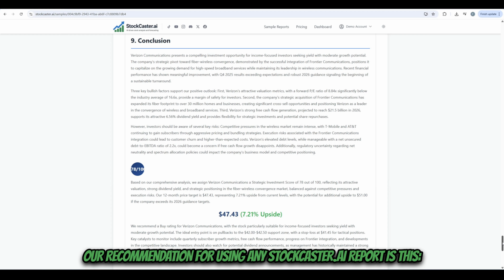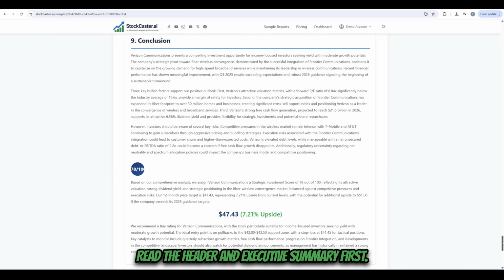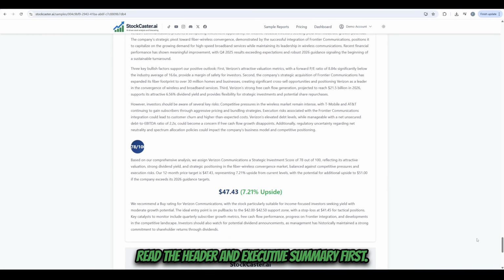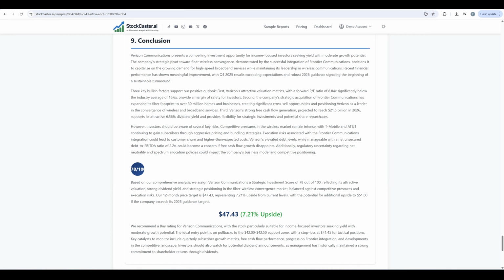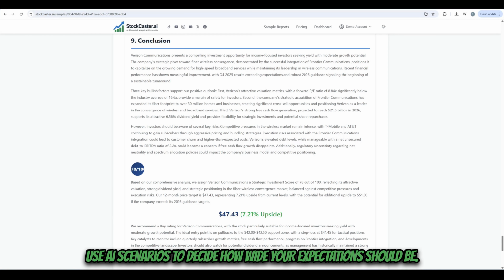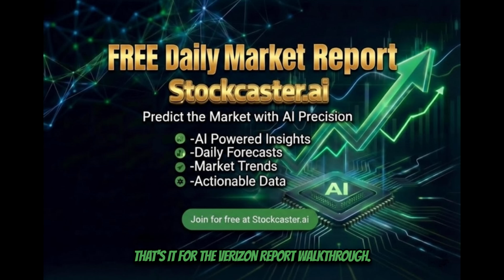Our recommendation for using any Stockcaster.AI report is this. Read the header and executive summary first. Decide. Are you going to be an investor or trader? Use fundamentals to decide if you believe the story. Use technicals to decide where your validation is. Use AI scenarios to decide how wide your expectations should be. That's it for the Verizon Report walkthrough.